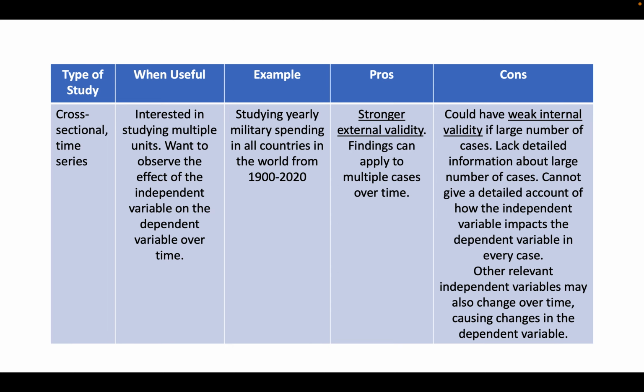What about the cross-sectional and time series design combined? Well, if we're interested in studying multiple units, but we want to see what happens to those units over time, then we definitely want to try this design. So the example here would be studying all military spending in all countries around the world from 1900 until 2020. So that has very strong external validity. We can apply those findings to multiple cases over time, but it's likely that we have weak internal validity. Large detailed information about cases is just not existent. So it's hard to give a detailed account of how the independent variable impacts the dependent variable in every single case.